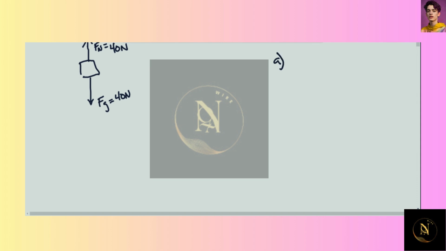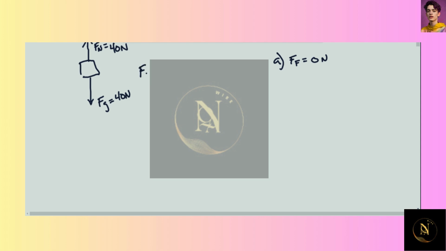So A says, if no horizontal force is applied to the box and the box is at rest, how large is the friction force acting on it? So if there's nothing pushing on the side, this thing is at rest, there's no net force. That means the frictional force has to be 0 because it's at rest. The forces have to be balanced, right? So if there's no force pushing to the right, there's got to be no force pushing to the left. Okay, so once we get to B, C, D, the rest of these, we need to figure out friction.